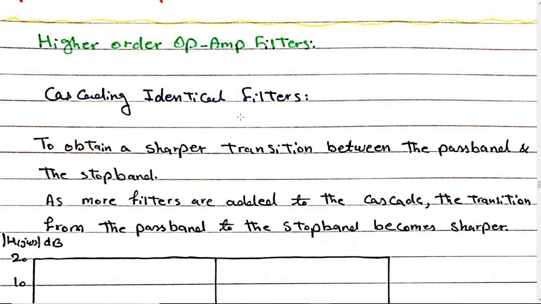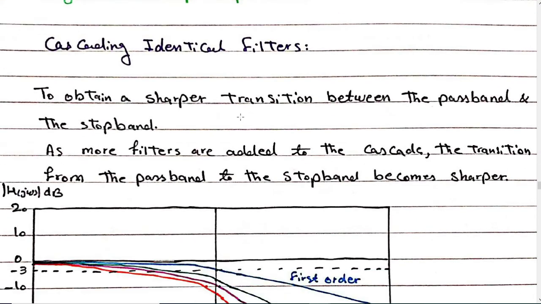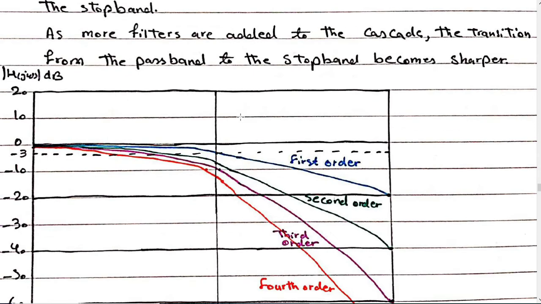Sometimes we need to use higher order filters. Why? For example, if we use cascading identical filters, you see if we use this first order filter, you see this curve. As more filters are added to the cascade, the transition from the pass band to the stop band becomes sharper.